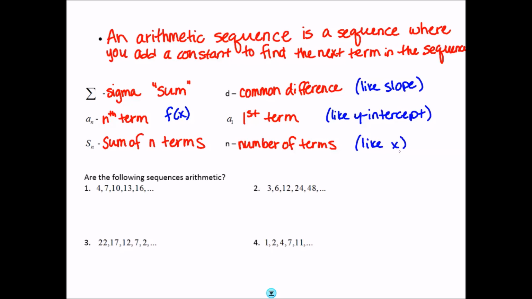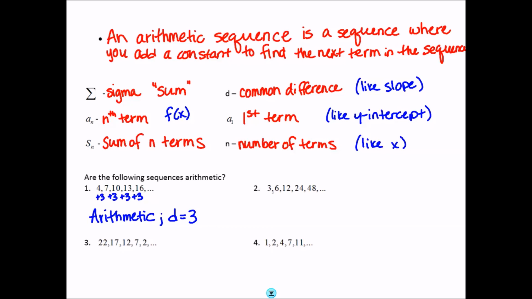So we have 4 examples here. We want to figure out if they are arithmetic or not. So we need to look at what is being added or subtracted to each term to find the next term in the sequence. So from 4 to 7, we're adding 3. 7 to 10, we are adding 3. 10 to 13, adding 3. And 13 to 16, adding 3. So this is arithmetic. And in this case, D is 3.